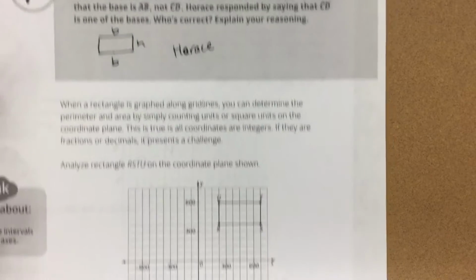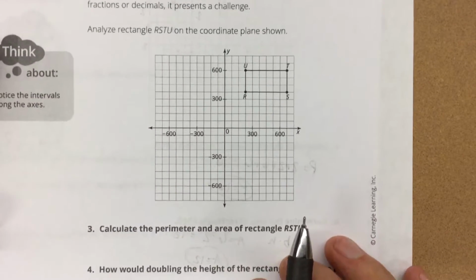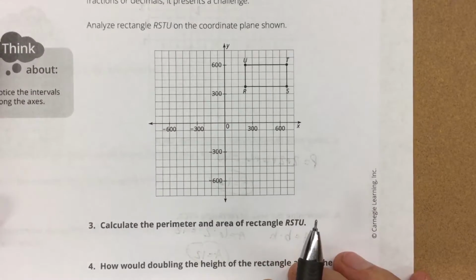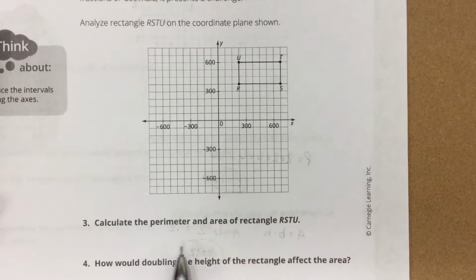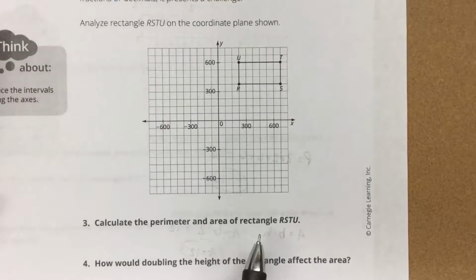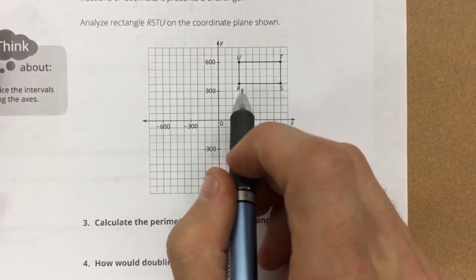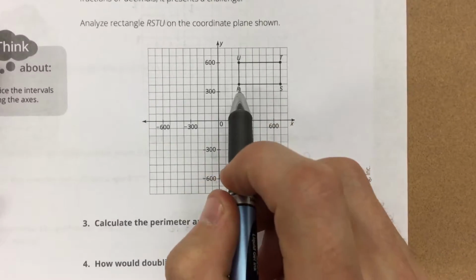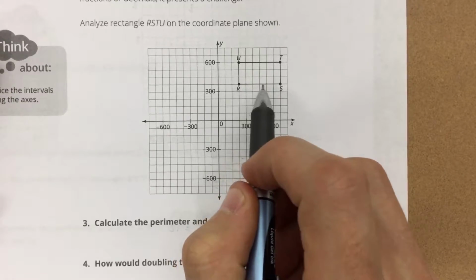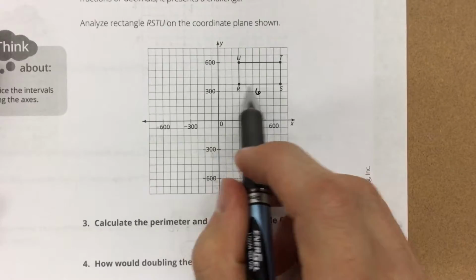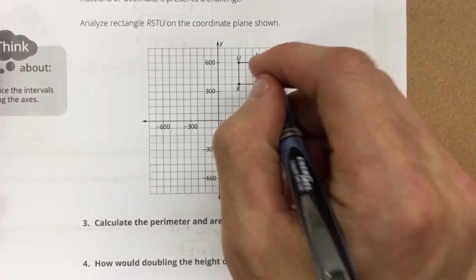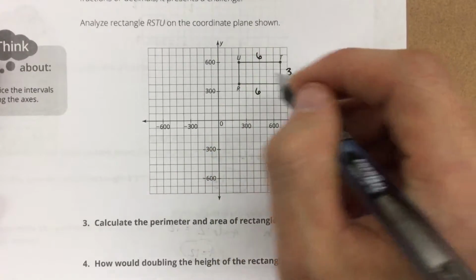Okay, so now we're looking at a different rectangle, rectangle RSTU, and it's up in space here a little bit. We need to calculate the perimeter and area of rectangle RSTU. To do that, I'm going to count some units first. This is how I like to do it. For RS, it's 1, 2, 3, 4, 5, 6. The base is 6. The top is also 6 because it's a rectangle, and then we have 3 and 3.